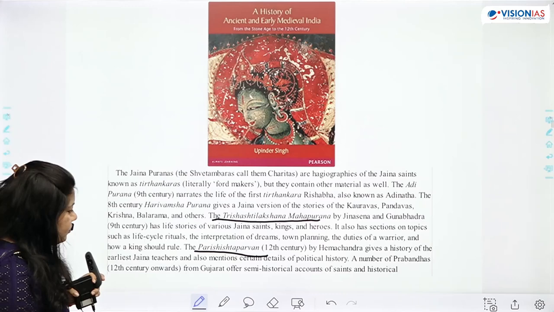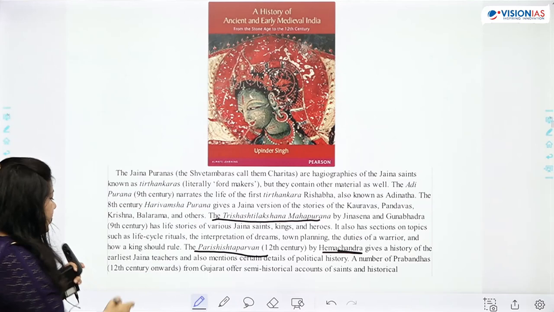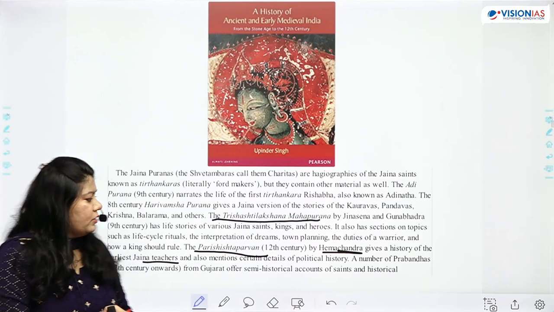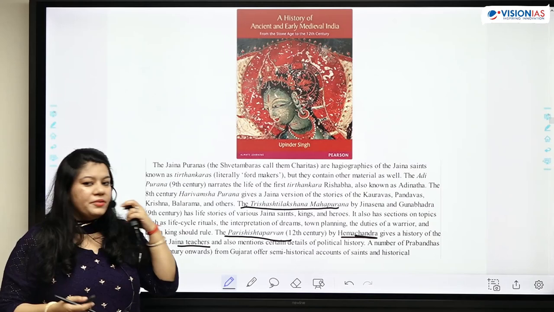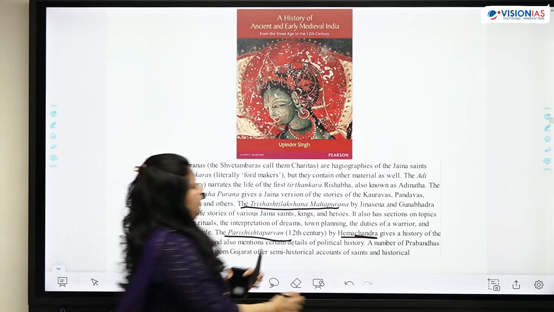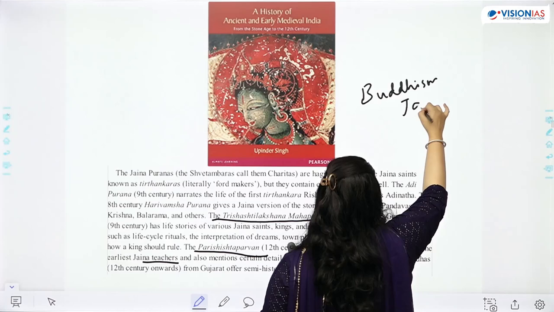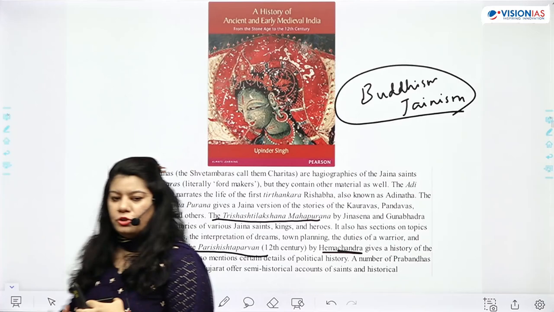Parishishtaparvan is a very important book written by Hemachandra, which gives the history of the earliest Jain teachers and also mentions certain details of political history. So this book is very important, right? But as I told you, you can't really prepare this content from every single book, but this is one topic which you should look after and do your own research.